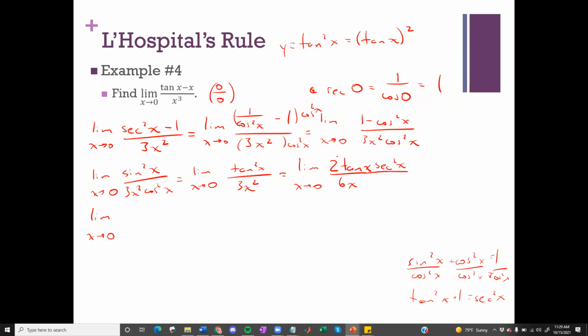So I'm going to use that in this case just so I can avoid the product rule. Still got to do the chain rule, but I'm going to avoid the product rule. So the limit as x approaches 0 of 2 tangent x times tangent squared of x plus 1, all over 6x.